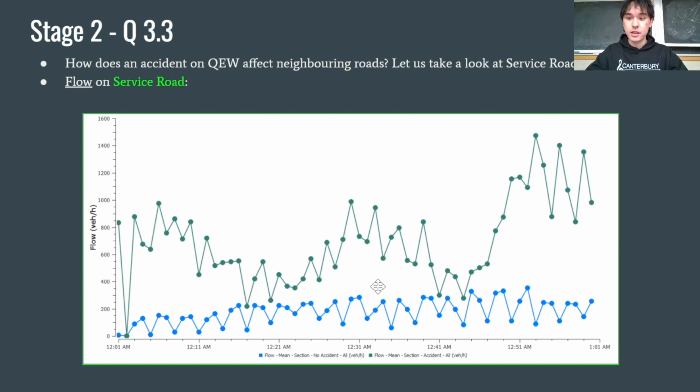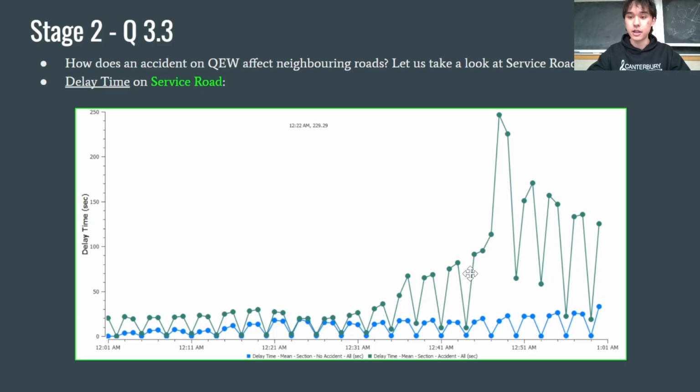Now we can look at how the accident on the QEW affects flow on neighboring roads. In this case, the service road. For our blue no accident line, flow stays very constant over the simulation time, with small spikes and dips following the timing of traffic signals. On the green line, we can see that starting at the time of the accident, around 12:11, there's a small gradual increase in flow as more vehicles use the road to avoid the accident. And then around the time that the accident is cleared, flow starts decreasing as congestion builds up on the road due to increased demand.